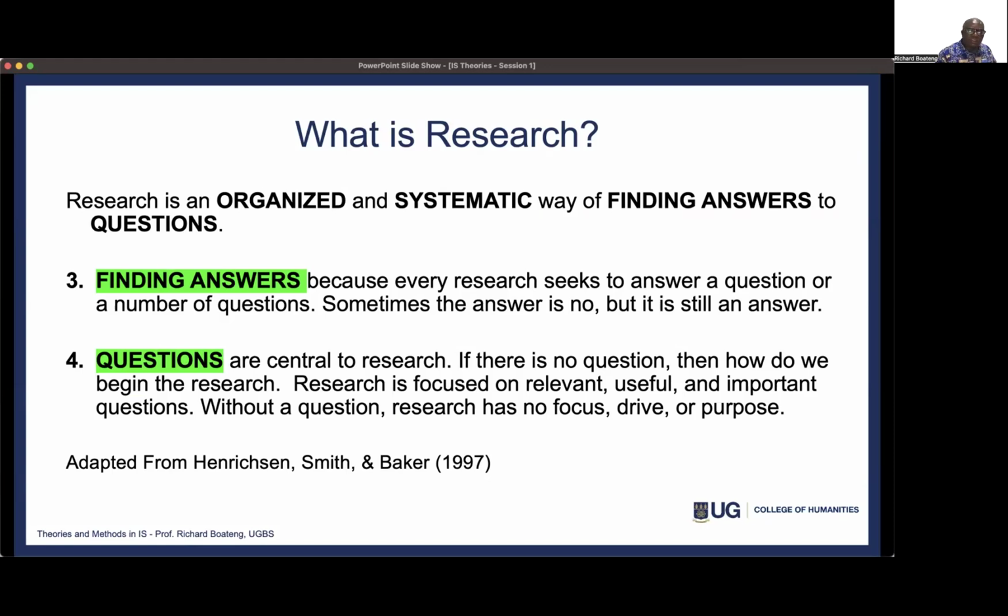And that question is what keeps the research focused and relevant and useful for whoever is intending to carry out the research. So without the question, the researcher doesn't even have a focus or a drive or purpose for how to start the research. So I always argue that the centrality of every research is the question that is being asked, meaning that I can carry out a research, you can carry out a research. We can have the same topic that we want to do research on, but I can have a different research question and you can have a different research question. And that would differentiate the research that we are carrying out because you have got different questions.